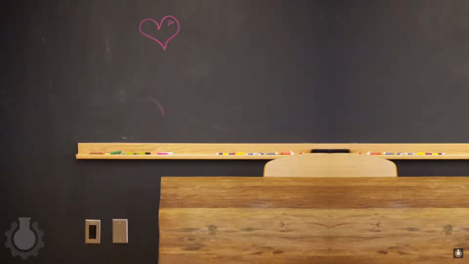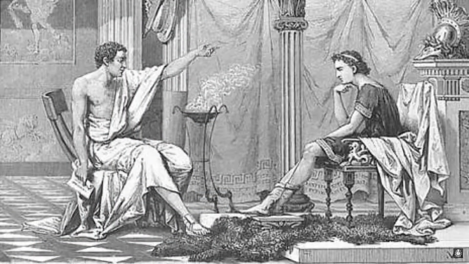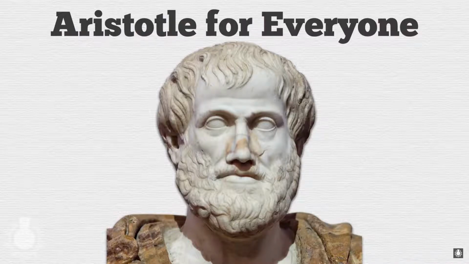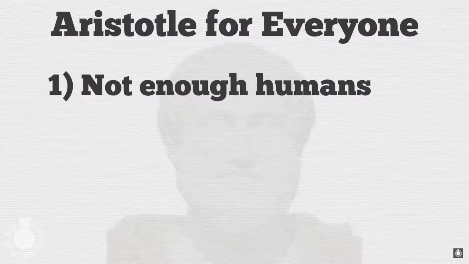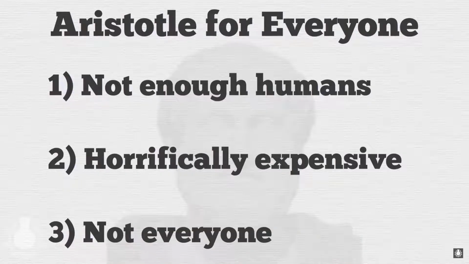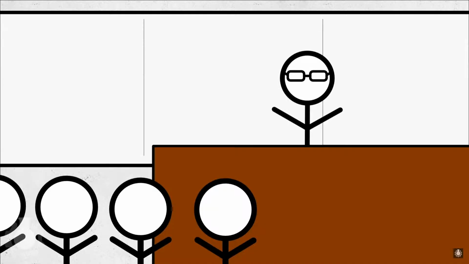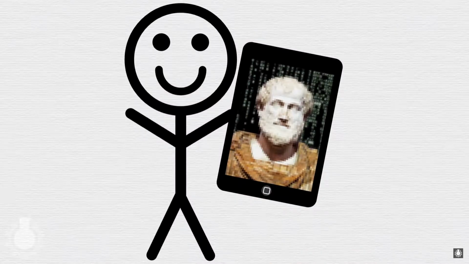In a perfect school, each student would have a personal tutor, like Aristotle to Alexander the Great. But if your education policy is Aristotle for everyone, then there are 3 big problems with this. First, there aren't enough humans on Earth to individually tutor every child, and even if there were, it would be horrifically expensive. And even if neither manpower nor money was a problem, not everyone is as good a tutor as Aristotle. What I see coming is this: Digital Aristotle for everyone. A computer program that tutors students individually.